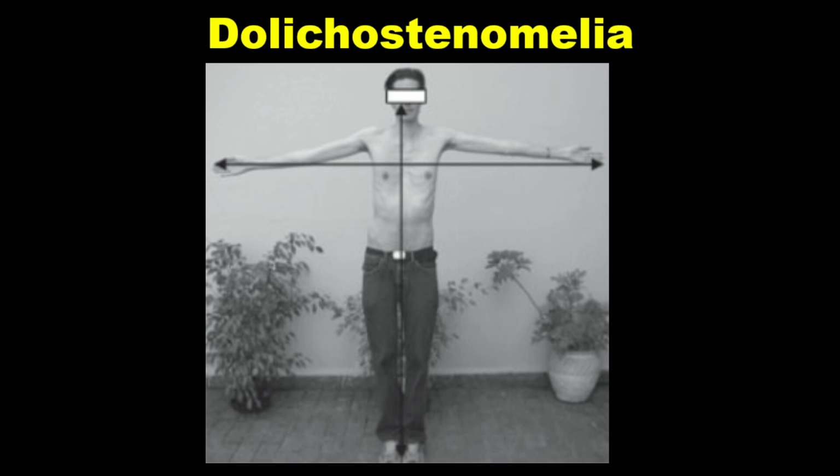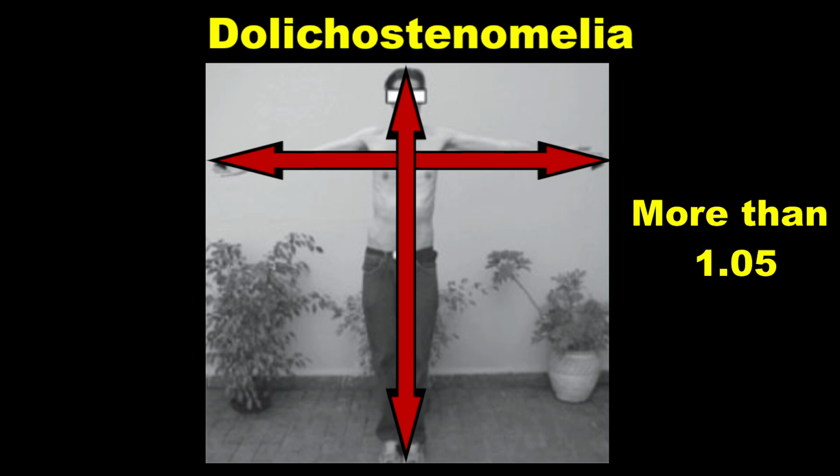Number 1 is dolichostenomelia. This is the overgrowth of the long bones. This is often the most obvious manifestation of Marfan syndrome. It may produce a reduced upper segment to lower segment ratio or an arm span to height ratio of more than 1.05.